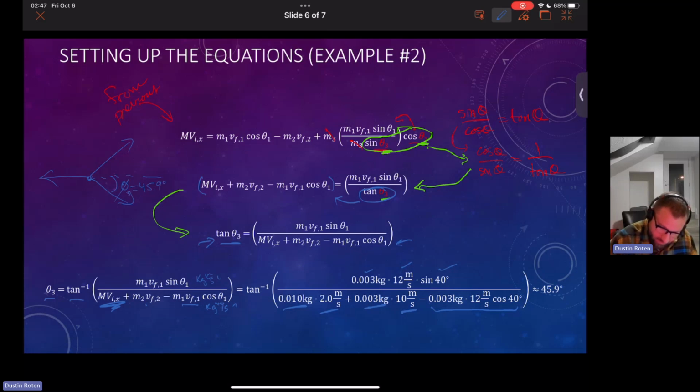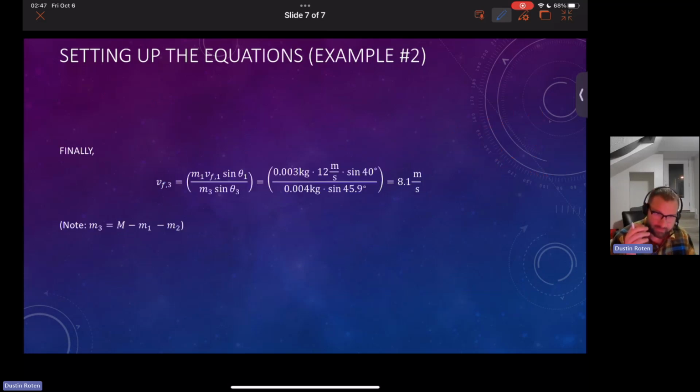Let's see. So we know what the angle is. The last thing we need is just the final velocity. All right, so finally, you'll remember that this is actually from the y direction. Since we know what this angle, theta 3 is, we said it's 45.9 degrees, or at least roughly 45.9 degrees. Now we started with two equations, two unknowns. Now we have two equations, one unknown, because we solved for theta 3. Let's go back to the easiest equation, which is the one from the y direction. We could do this with the x direction, but it's literally more steps. So let's just use the y direction equation.